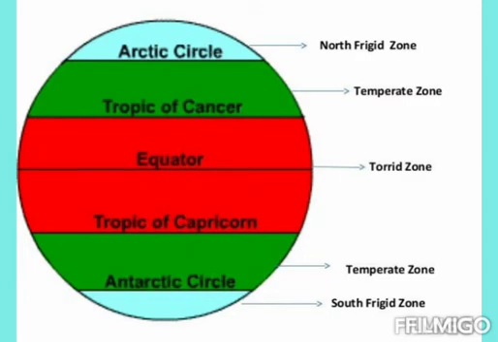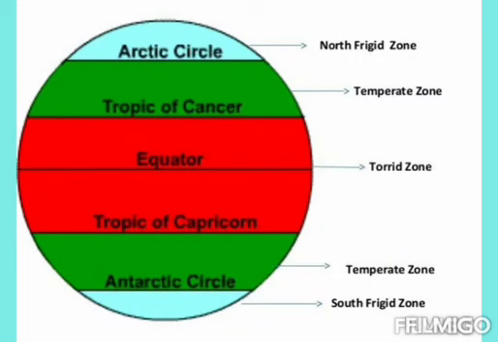Next, we see the freezing zone. From the Arctic Circle, 66.5 degree north, to the North Pole, 90 degree north, and from the Antarctic Circle, 66.5 degree south, to the South Pole, 90 degree south, the sun's rays fall further inclined throughout the year.